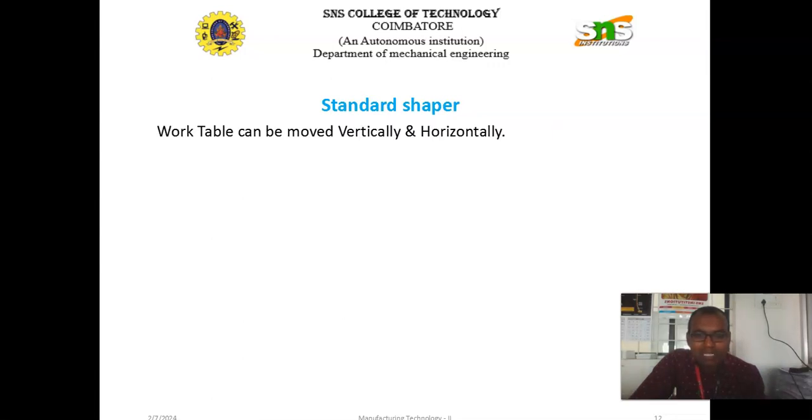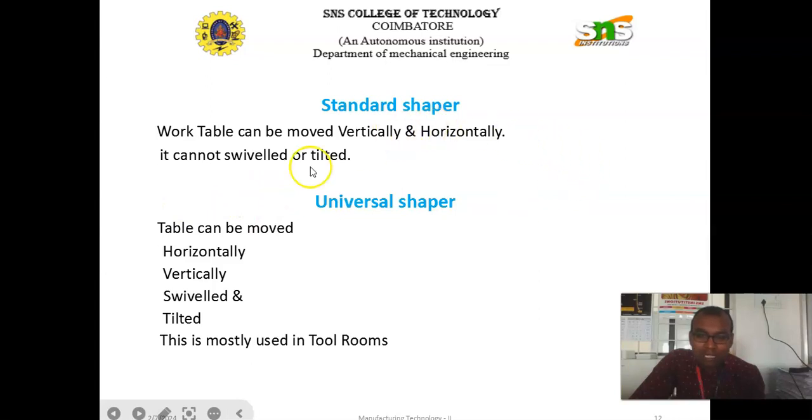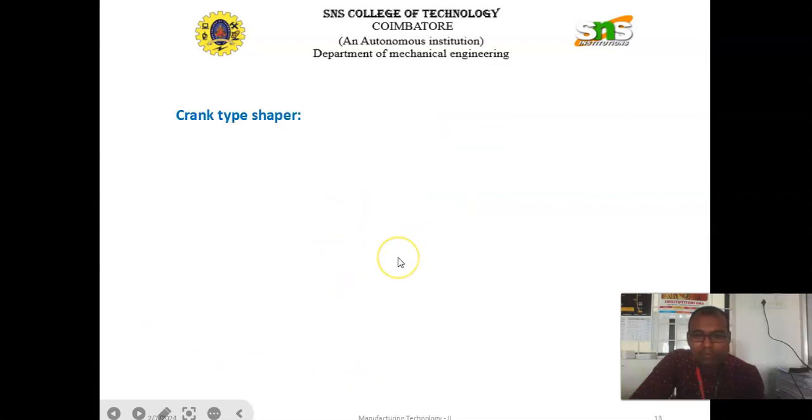Next is the standard shaper. The work table can be moved in the vertical direction as well as the horizontal direction, but it cannot be swiveled or tilted. Whereas in the universal shaper, the table can be moved horizontally and vertically, and it can be swiveled and tilted to a certain angle. The only difference between the standard and universal shaper is that in the universal shaper the table can be tilted to a certain angle. This is mostly used in tool rooms.